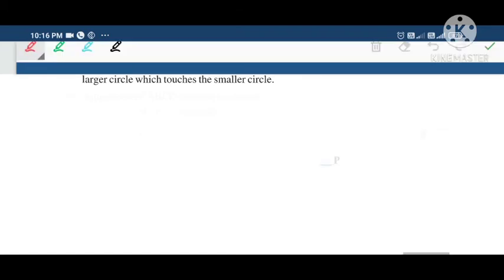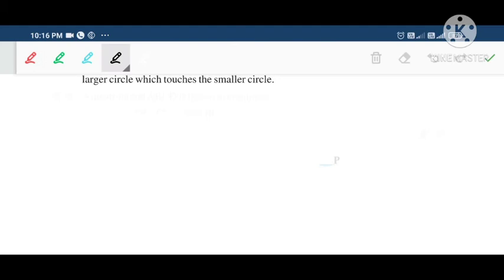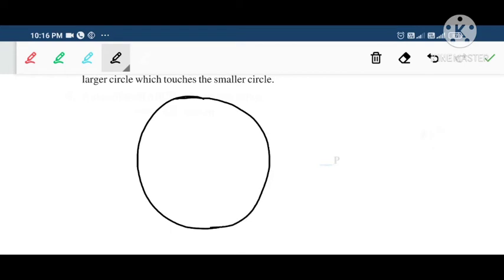Okay, I just draw the circles with different radii. One is 5 centimeter. I just draw a circle like this, which shows 5 centimeter. And another circle I will take at 3 centimeter, with the same center. I take the center as O. This is the two concentric circles with different radii and the same center O.